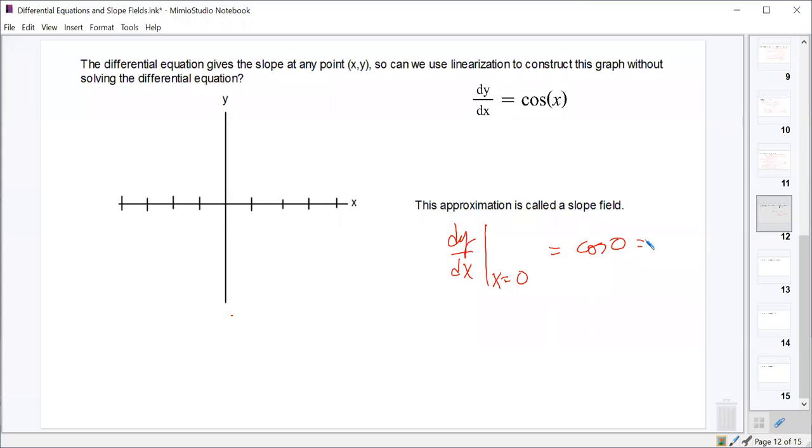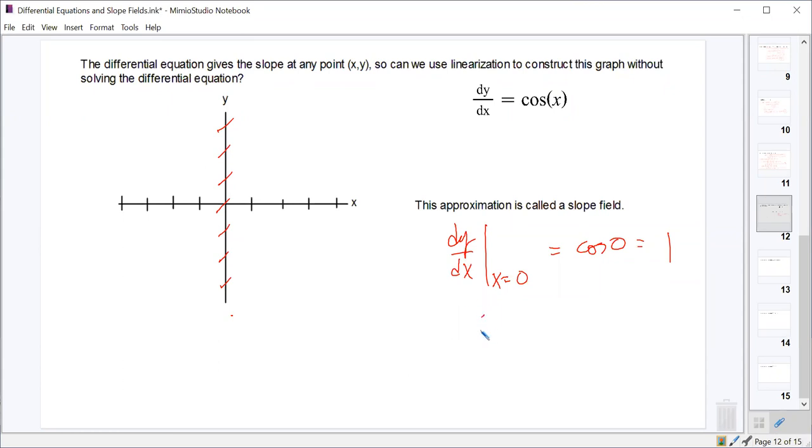Somebody should be able to tell me what the cosine of 0 is. It's 1. Oh, good. All right. It's 1. Wonderful. So the cosine of 0 is 1, and so that's going to tell us that anywhere where x is equal to 0, we're going to just sketch a little line that has a slope of about 1. Right? So that's what we've done. Sketched a bunch of little lines where x is 0 that have a slope of 1.